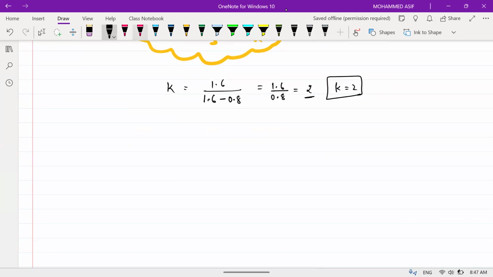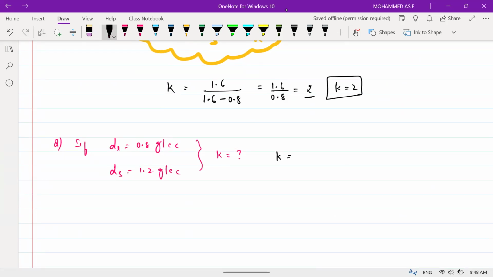Same question, I'm just changing the data. If density of liquid is equal to 0.8 gram per cc and density of your sphere is equal to 1.2 gram per cc, data is same as the above. What is the value of K? Tell me, answer fast.